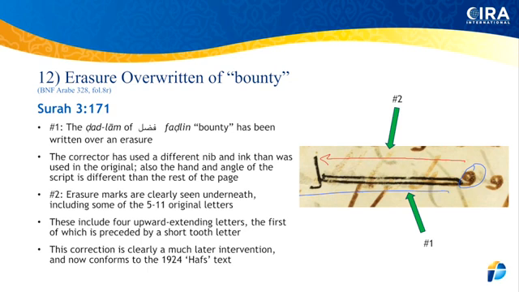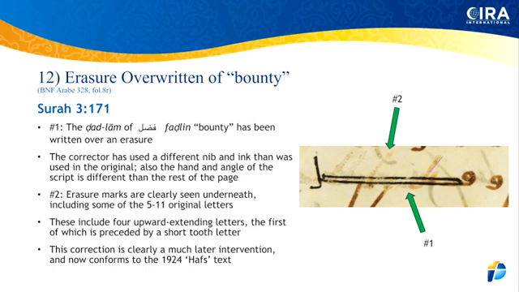Okay, now take a look at number 2. Look at the number 2 from above. It's pointing down to those erased letters. You can clearly see them underneath. There's anywhere between 5 and 11 of those letters that they did not do a very good job of erasing. Right. And these include 4 upward extending letters. You can see 1, 2, 3, 4.